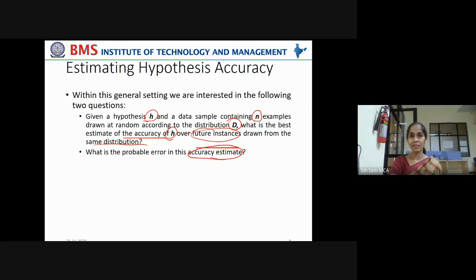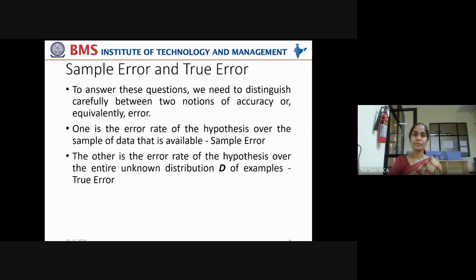You have some accuracy estimate. What is the probability of error in it when it has to predict a new data point, an unseen data point? That also has to be known. Now we have to understand error, which is of two types: sample error and true error. To understand these questions, we need to distinguish carefully between two notions of accuracy or error.